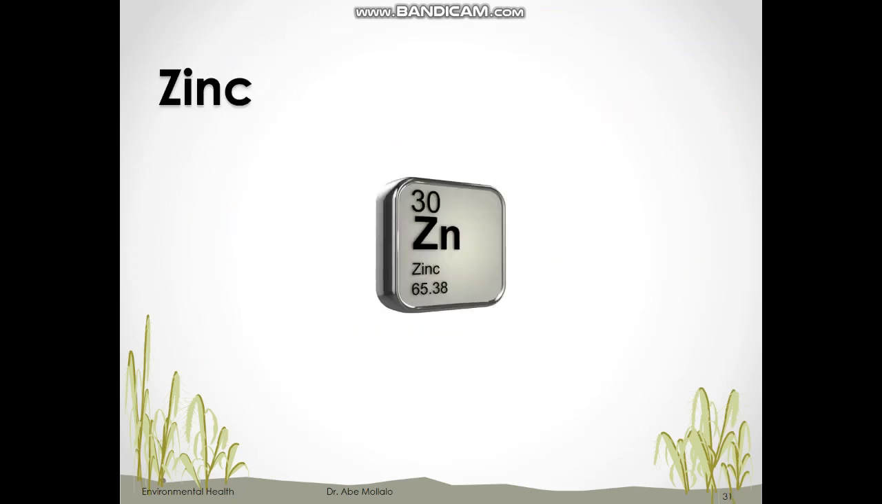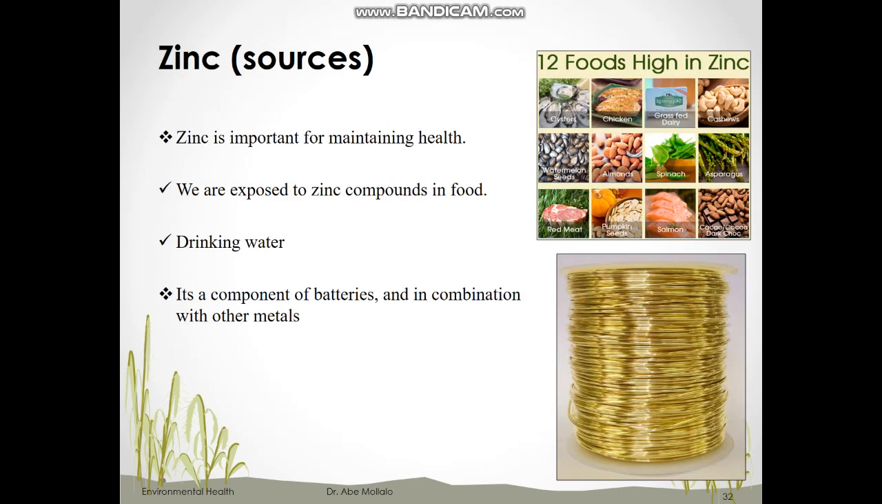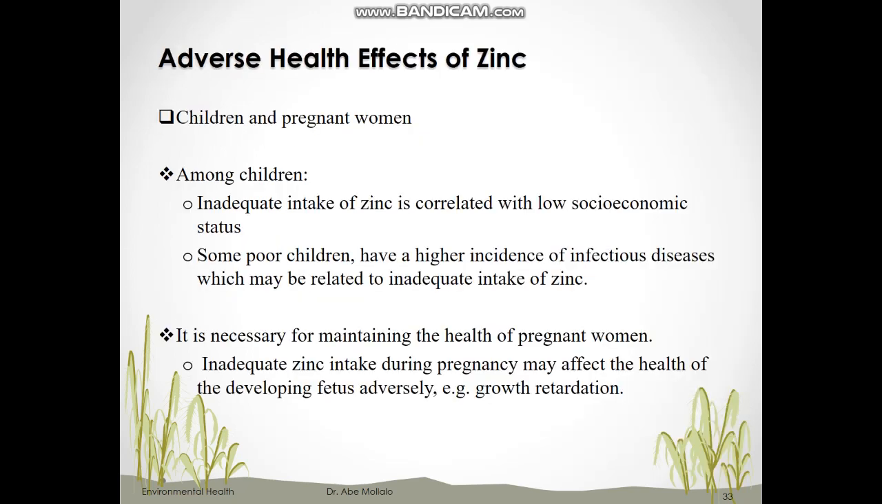The next trace metal is zinc. Zinc is also essential to maintain our health in a trace amount. Zinc can be found in a variety of foods, like red meat, seafood in general, spinach, and nuts. It can also be found in drinking water, especially if it is stored in metal containers or flows through zinc-coated pipes. Zinc can be found in batteries and as alloys, like brass and bronze, when combined with other metals. Who is at higher risk of exposure to zinc? Same as always, children and pregnant women.